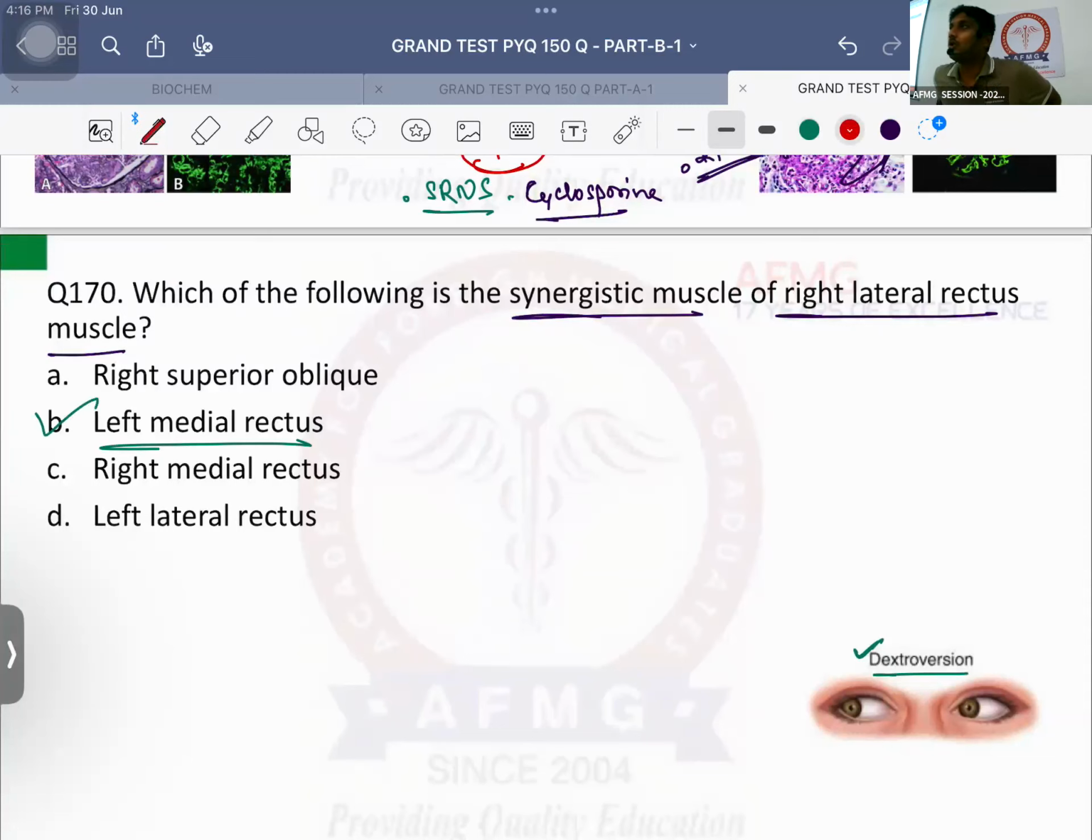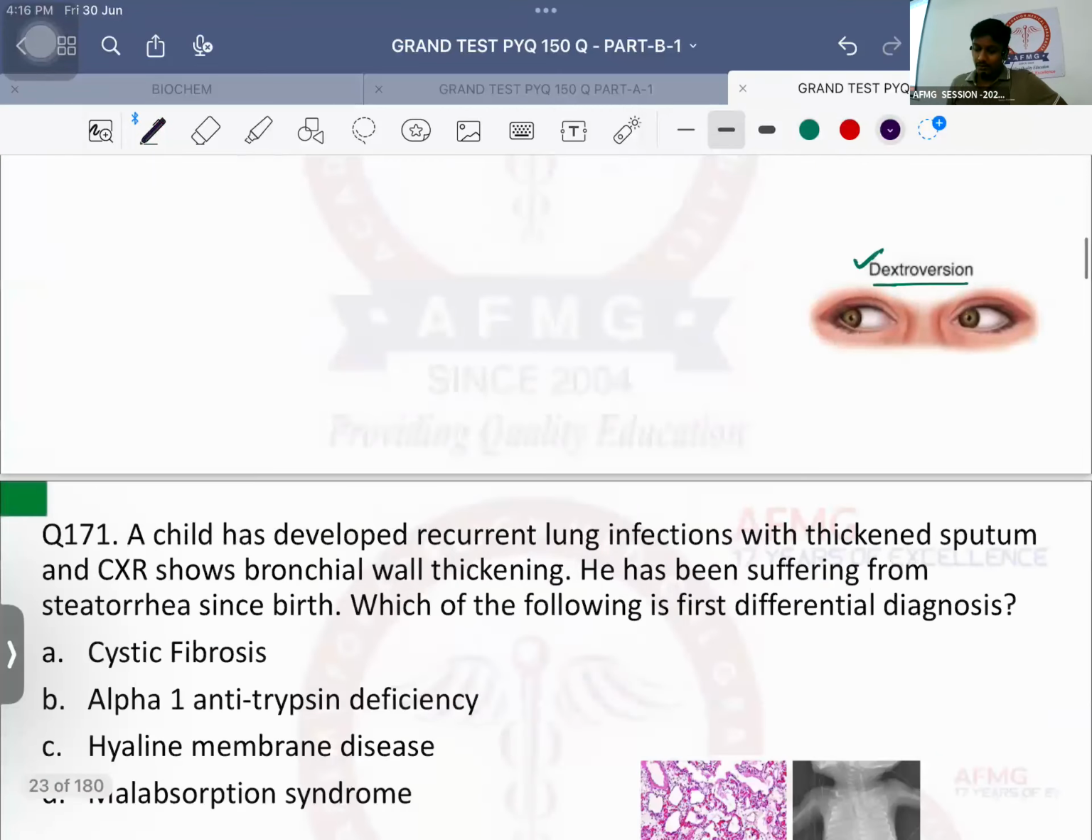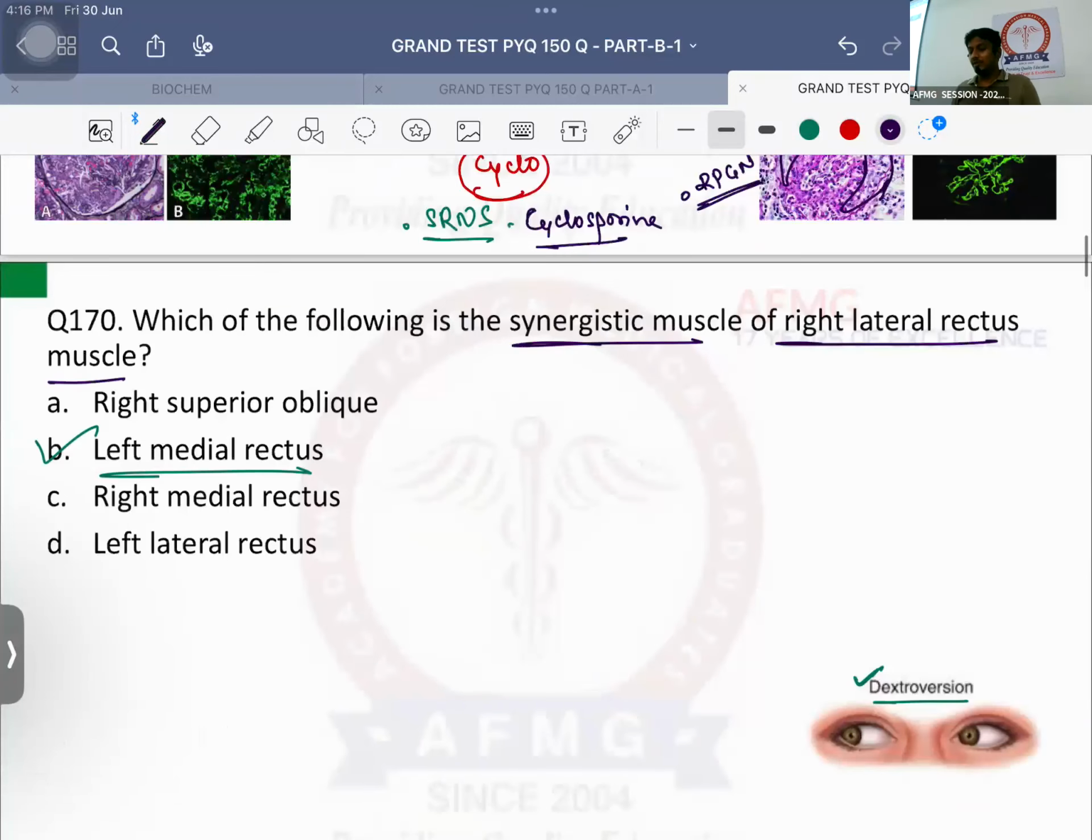Remember this basic concept. Synergistic means the muscle that helps. Yoke means the muscle that works oppositely. So for superior oblique, the yoke muscle will be inferior oblique, right? For medial rectus, the yoke muscle will be lateral rectus, right? So that's how you need to remember this. Okay? So that's important. Let's take a break, then we'll meet after the break.